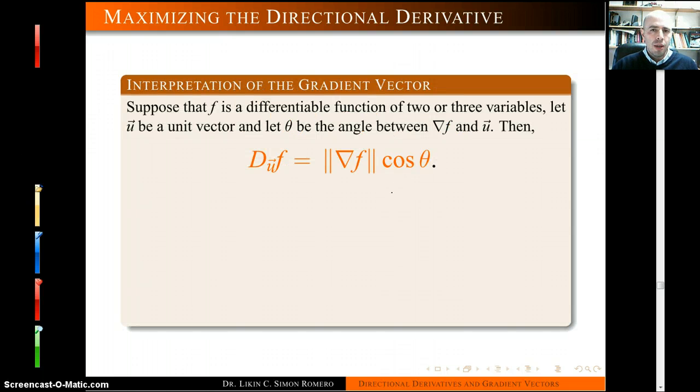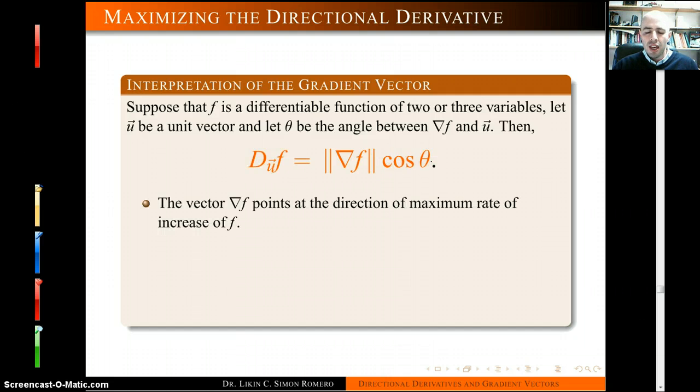So what can we tell about the directional derivative in this formula? First of all, the directional derivative is going to be the highest when the cosine is the highest. The cosine is the highest when it's equal to 1, and that happens when the angle is equal to 0. So one of the things that we can say is that the gradient vector points in the direction of maximum rate of increase. In other words, the gradient vector and u have to be parallel, pointing in the same direction, in order to have a cosine equal to 1 or the angle equal to 0. So the highest that the directional derivative can be is the magnitude of the gradient.